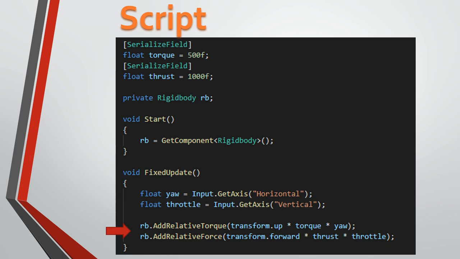Down here you can see we are applying those forces. Using that rigidbody that we've gotten, we're going to AddRelativeTorque, rotating around transform.up times our torque, which is 500, times our yaw, which is the input for the horizontal. We're also going to do an AddRelativeForce along transform.forward, times our thrust, which is 1000, times our throttle, which is the up and down arrow keys, or the WS vertical input basically. So let's jump into Unity.